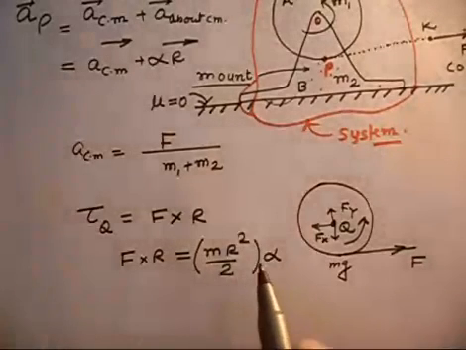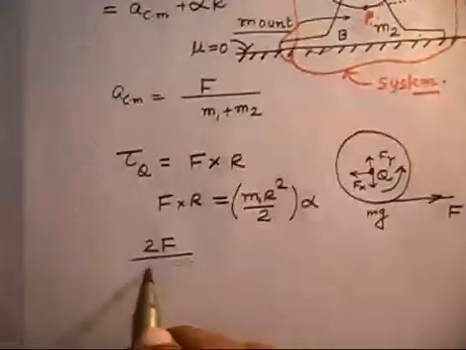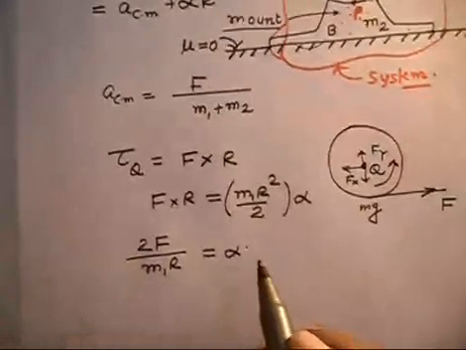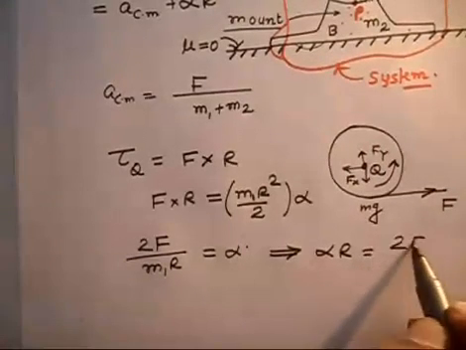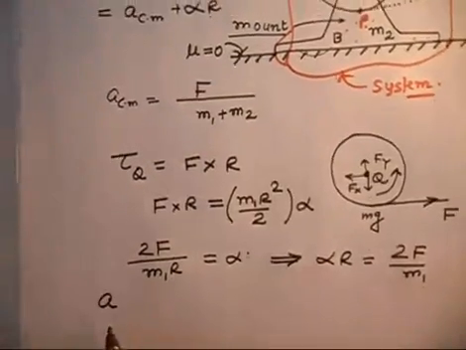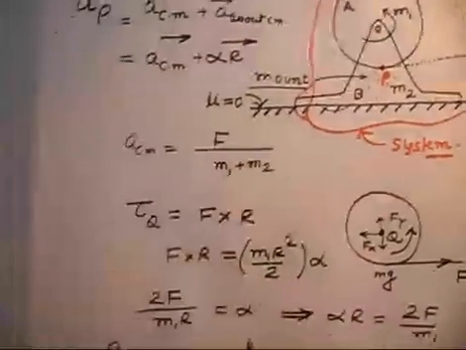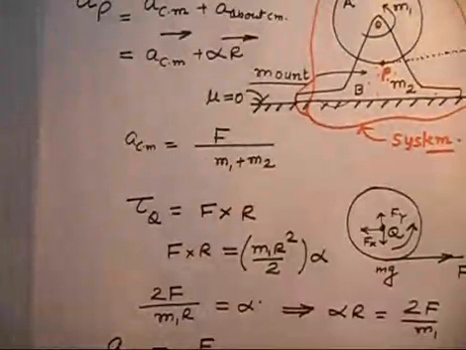Mass of this is given in the problem, this is mass m1. So this becomes 2F by m1 r is equal to alpha. So I need alpha r. From here alpha r is equal to 2F by m1. So now I can find the total acceleration. You see here, acceleration of point P is a_cm plus alpha r, and a_cm is nothing but F by m1 plus m2, and alpha r is nothing but 2F by m1.